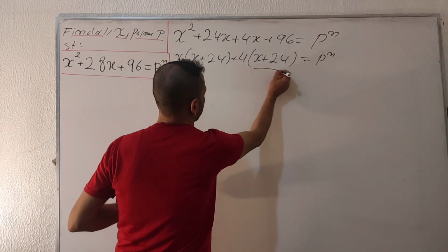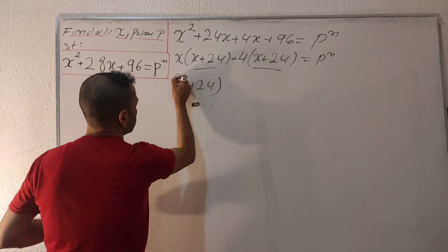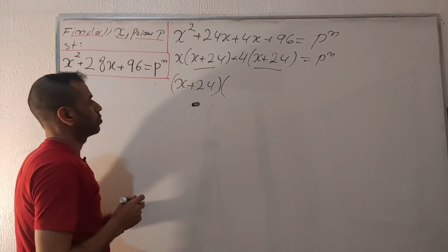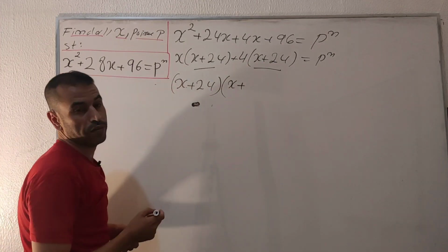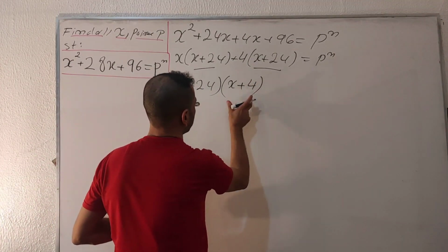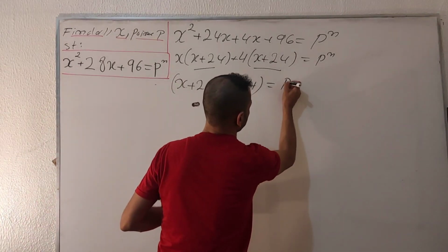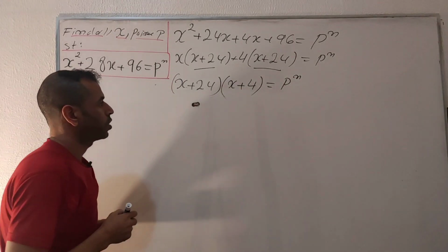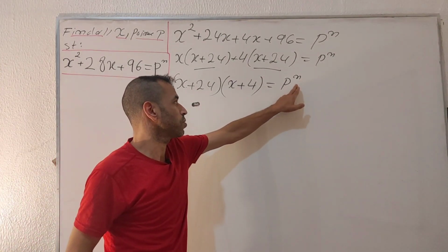Here the common factor is x plus 24. This one will be multiplied by x as a first term, and this one will be multiplied by number 4 as a second term. So the whole thing now is a product which equals p to the n. We know the left hand side of this equation is a power of p because the right hand side of this equation is a power of p.